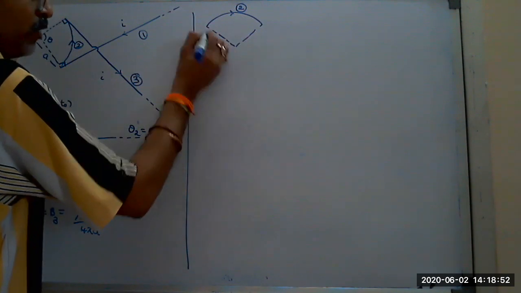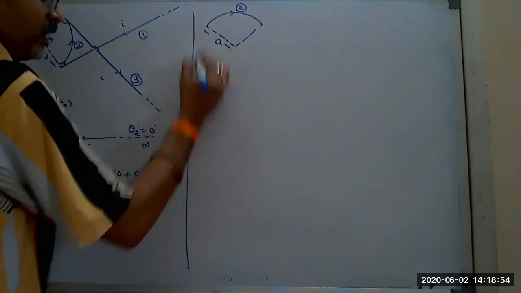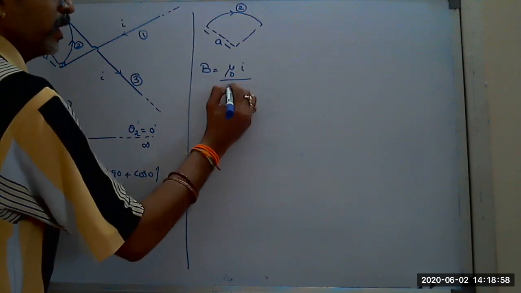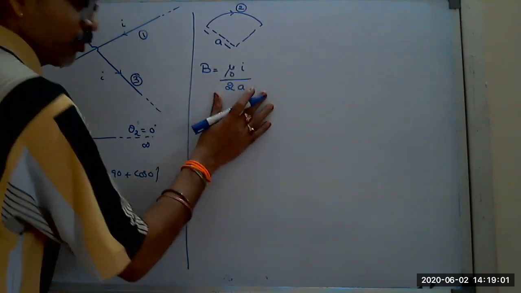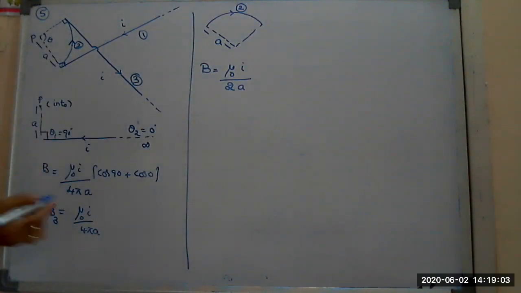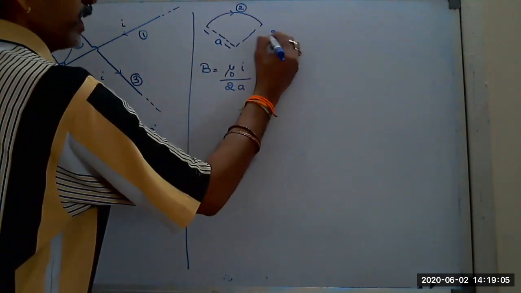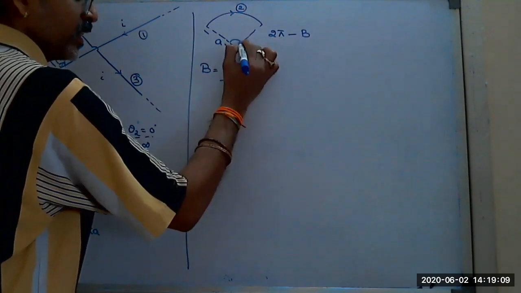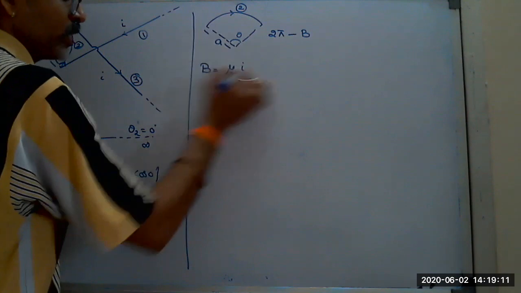So if you take the full circle here, the magnetic field at the center is equal to mu naught I by 2A. This is your formula for a full circle. Full circle means for 2 pi radians, the magnetic field is B.